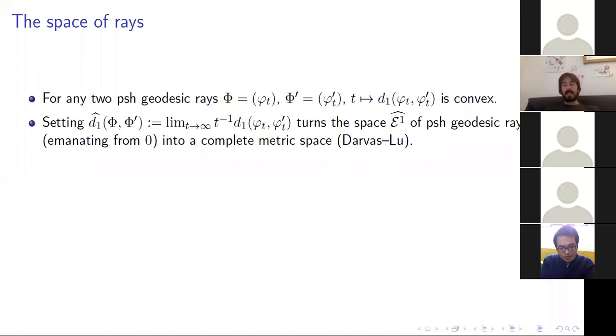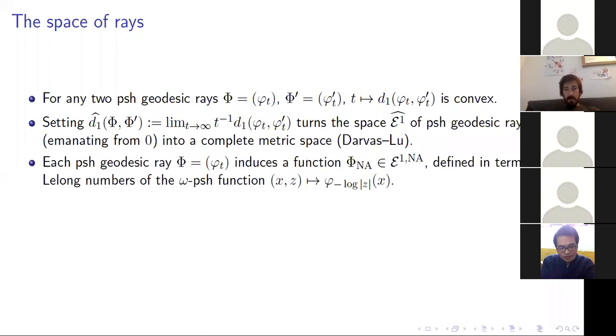So what I'm saying is that the functional M is coercive if and only if the slope version M hat, the limit of 1 over t times M of phi t, is greater than a positive multiple of d1 hat on the space E1 hat. And now it's this space E1 hat, the space of rays, that is closely related to the space of non-Archimedean finite energy functions.